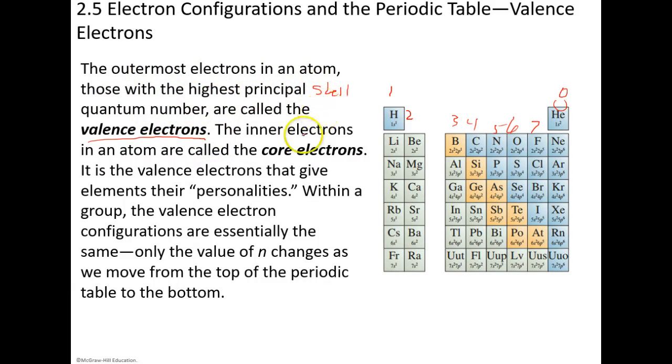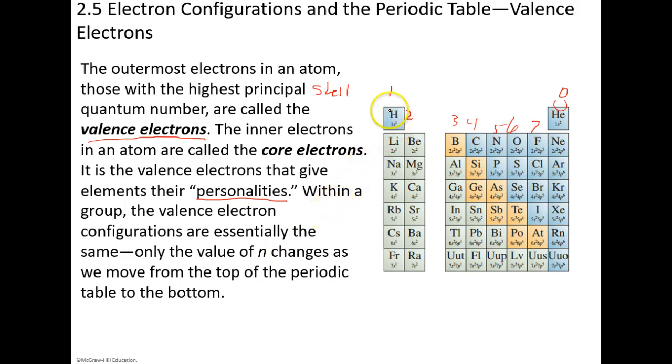Okay, the inner core electrons are the electrons that are not the outer ones. The valence electrons is what gives them their properties. Here they call it the personality, but it's the properties. Like, why do the noble gases not react with anything? Well, it's because of the electron configurations, because of the valence electrons. Okay, so how do you tell valence electrons?